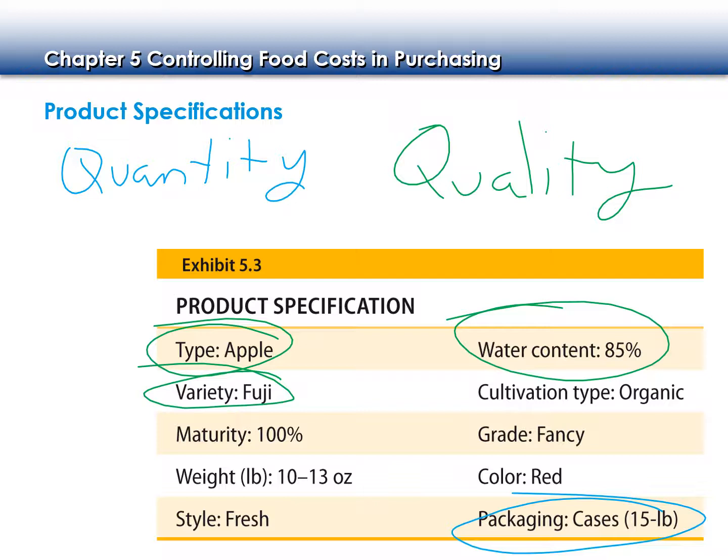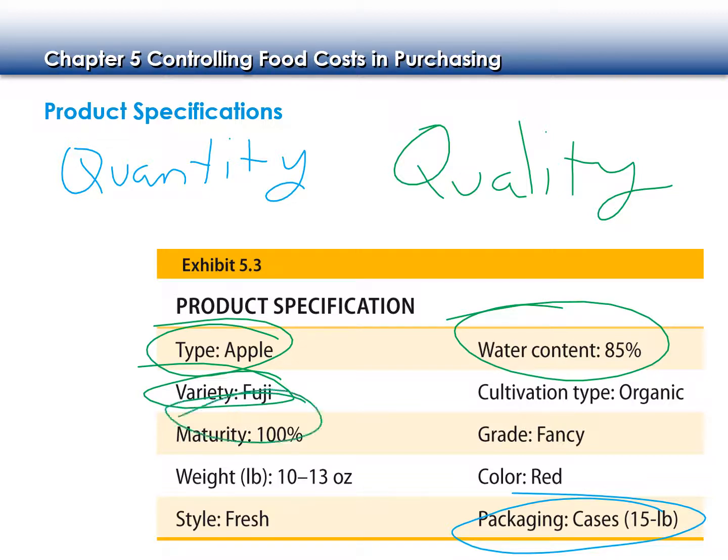Okay, so our weight, we're looking at 10 to 13 ounces. That is a quality of the apple, right? So the quantity is we want 15 pounds. That's the quantity of apples we're getting. But the quality of the apple, 10 to 13 ounces, that's a quality of the apple. Typically, there's probably just only going to be one quantity when you're ordering because you're going to order just that one quantity. Okay? Good. So the rest of these are quality.